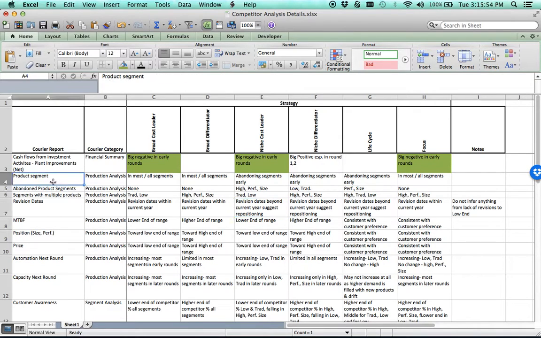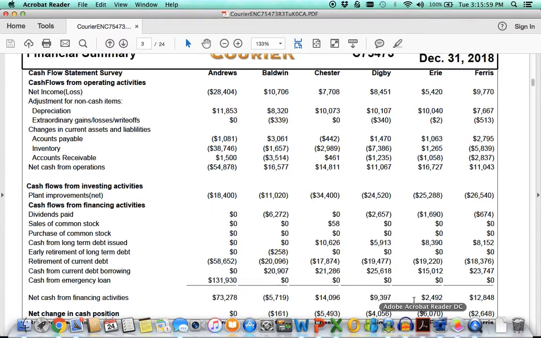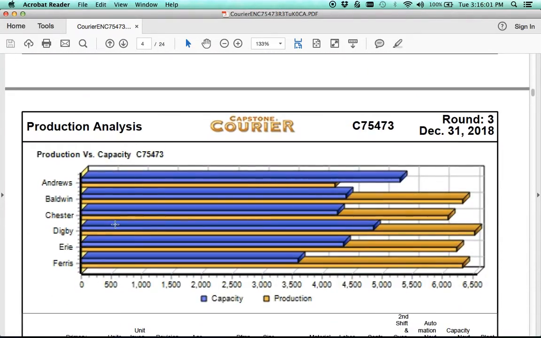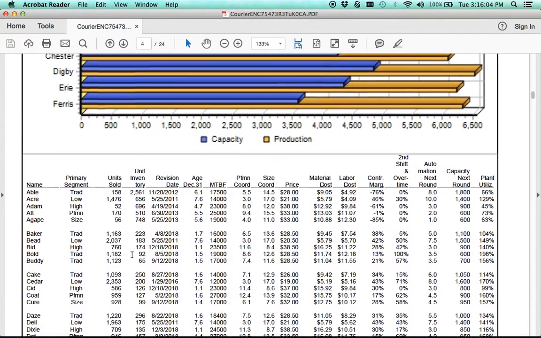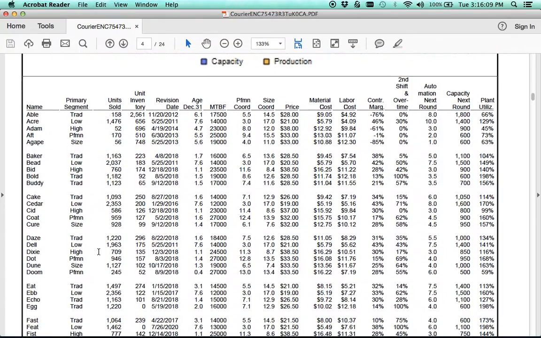So the next thing we would do is look at the product segment information on the Capstone Courier in the product production analysis. This is your production analysis. So we're looking at the primary segment to see about our product. And again, we're looking at the D. And so what we see is traditional, low, high, two performance, and one size. So we're in round 3.